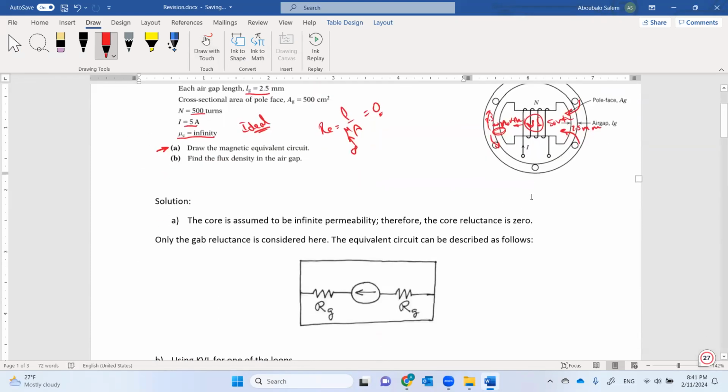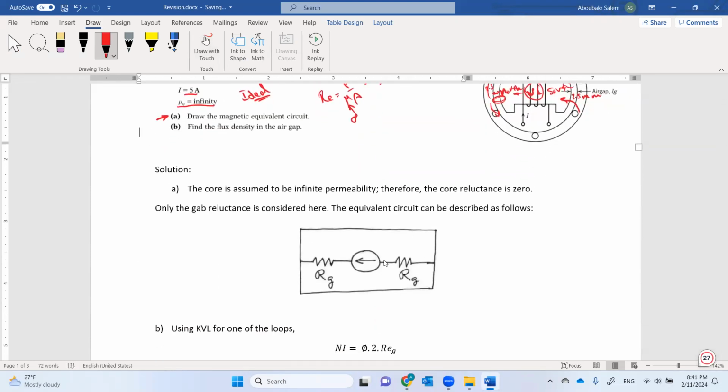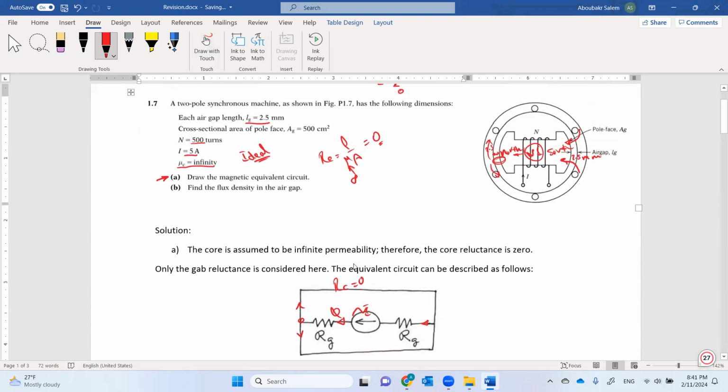So we can say now this is going to be our equivalent circuit. So this is N times I. The flux is going to move in this direction. It will be distributed between the two branches of core, but again, here, reluctance core equals 0, so it's like a short circuit, okay? And it will return back again here to the other air gap and return to the supply. So this is the equivalent circuit of our machine.